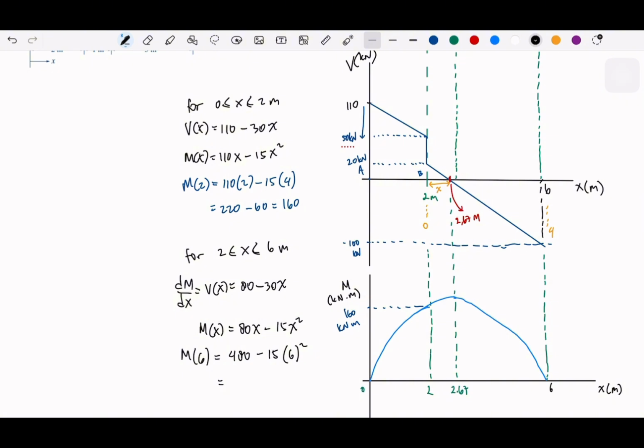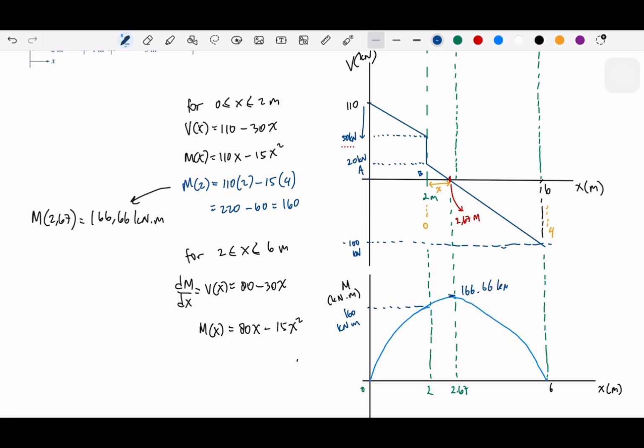Or perhaps maybe not this one. Maybe let me compute this one first when we have the maximum. If we check the maximum and get into these calculations, we have 166.66. So that means this maximum here is 166.66 kilonewton meter.